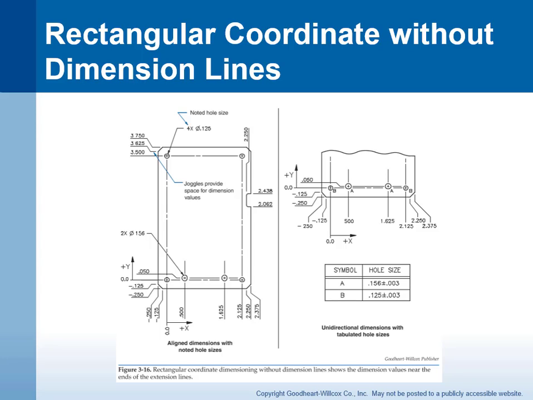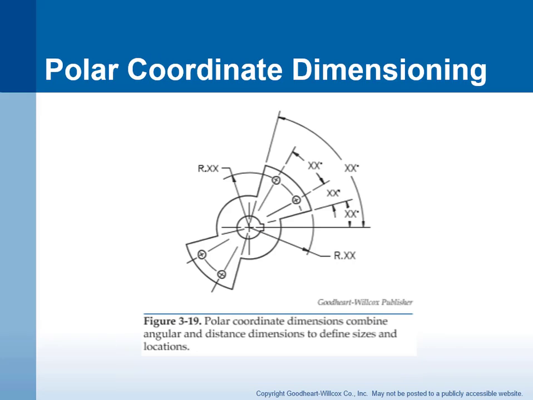And then another dimensioning system here would be the polar coordinate system, in which case features are located and defined by a distance from a center point and then the angle. So for instance, these two holes here are located by angles with respect to 0 degrees, and then the radius from the center point. That's called a polar coordinate system.